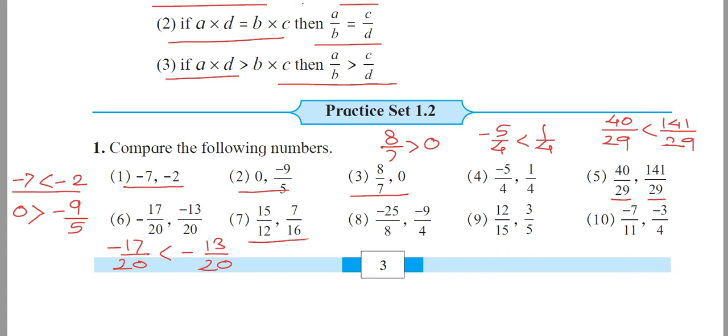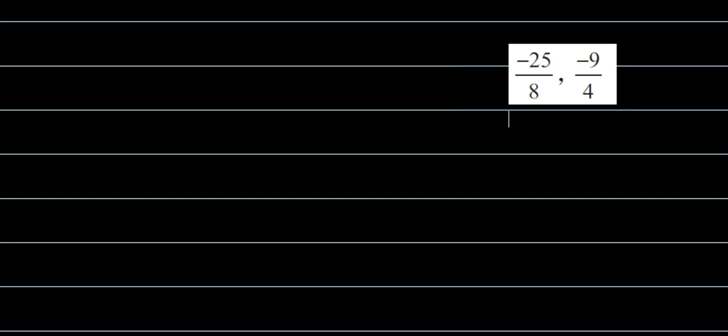Fourth, minus 5 by 4 and 1 upon 2. In this case, 1 upon 2 is a positive number and minus 5 by 4 is a negative number. It's clear that 1 upon 2 is greater.